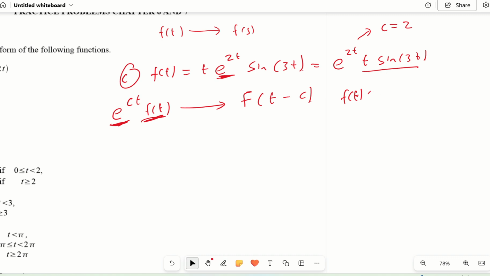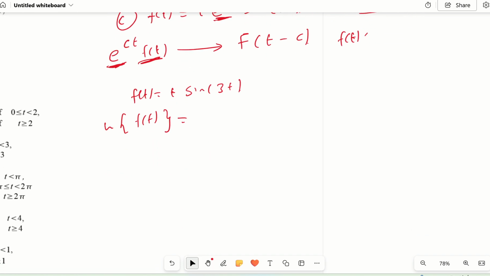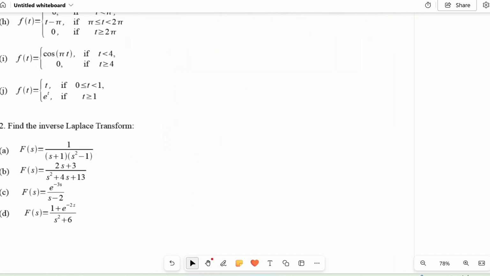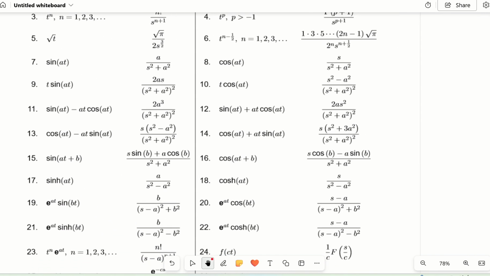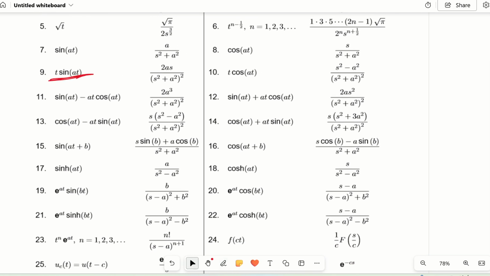So let's see. Our f of t, remember we said it's t sine 3t. So if we apply a Laplace on that, let's see, we are using this one.